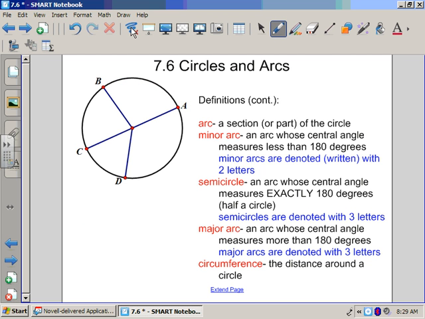A semicircle is an arc that measures exactly 180 degrees, or half of a circle. If I'm going to talk about a semicircle, I need three letters. The reason for that is if I'm going from A to C halfway around, how do I know if I'm talking about this semicircle, or this portion of the circle? The green one I could call arc ABC. The blue one I would call arc ADC, and I could equivalently call it arc CDA. But notice it takes three letters to talk about a semicircle.